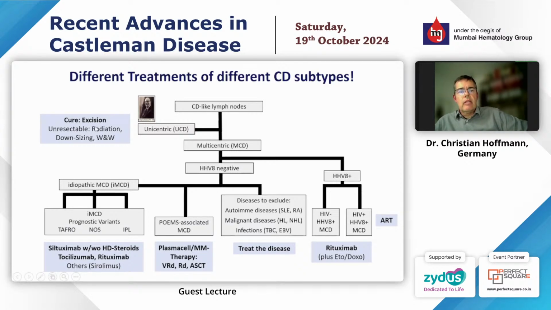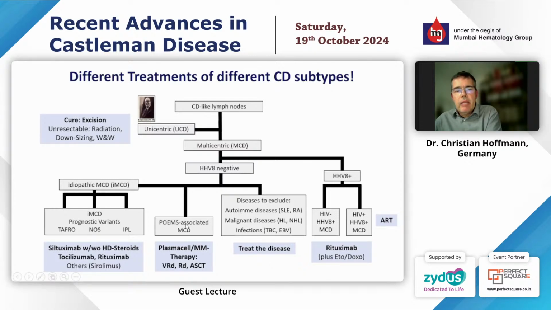So if you have a unicentric Castleman, excision, especially in those cases with pemphigus, it's really important to get the tumor out of the body. If you have an HHV8-positive multicentric Castleman, if it's HIV positive, there's no doubt you have to treat with antiretroviral therapy and then treat with rituximab. You may add etoposide, but in most cases it's not necessary. If you have an HHV8-negative case, you have diseases to exclude and you have to treat the disease, if you find, for example, lupus or rheumatoid arthritis.